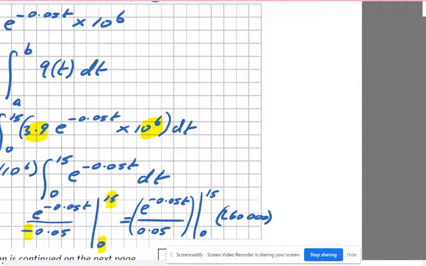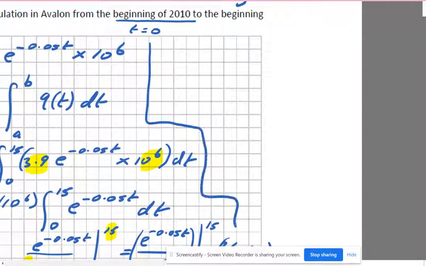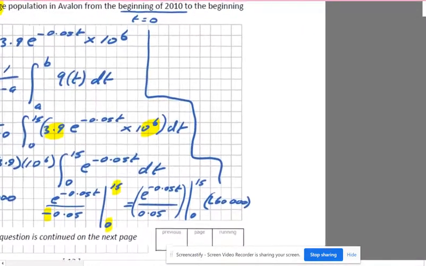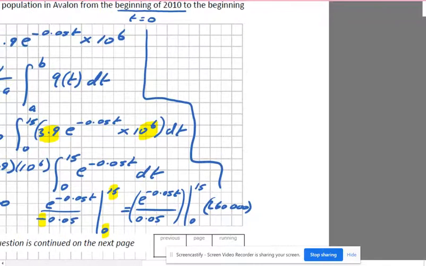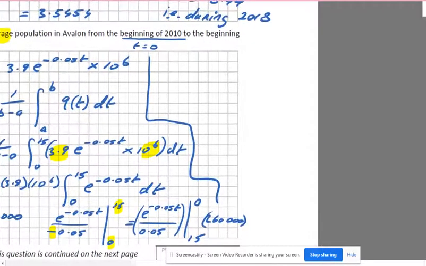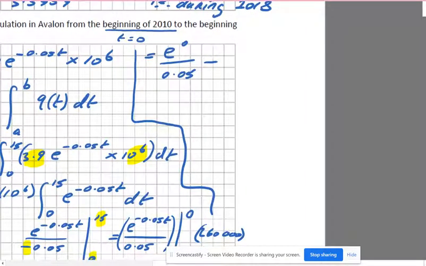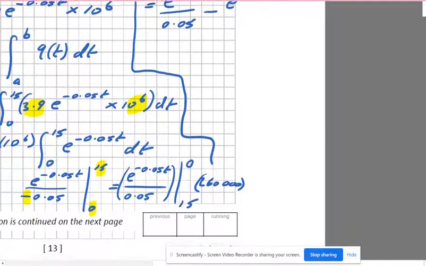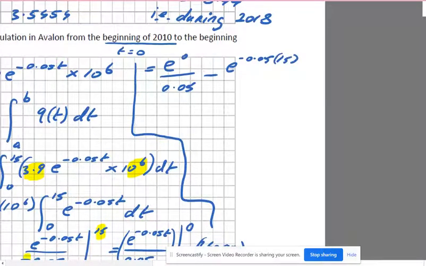Now, to work out that, we're running out of space, so I'll make a bit of space up here. Now we can use upper and lower limits. Sorry, the limits should be moved around now because of the minus, so the limits are actually 0 to 15. And we will put in the top limit first, so it's equal to e to the power of 0 over 0.05, minus, now you put in the 15 as the lower limit, so it's e to the power of minus 0.05 times 15 over 0.05.